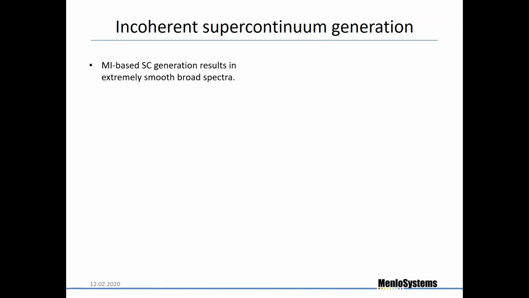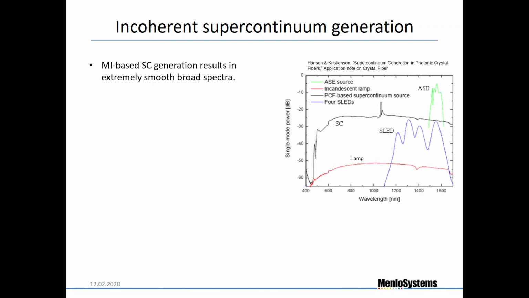If you have a very long pulse train with many pulses, then every pulse will have a different spectrum, and this will average to something very, very smooth because the spectral modulation is perfectly random. So it will average to something very smooth. You can see this here. This is an example of an incoherent supercontinuum output as compared to some other sources.